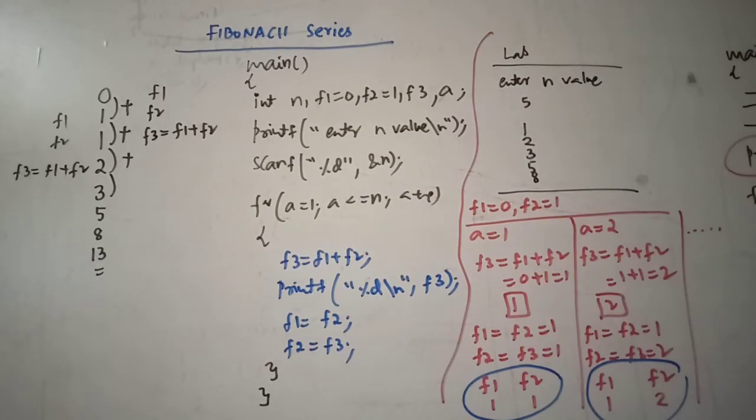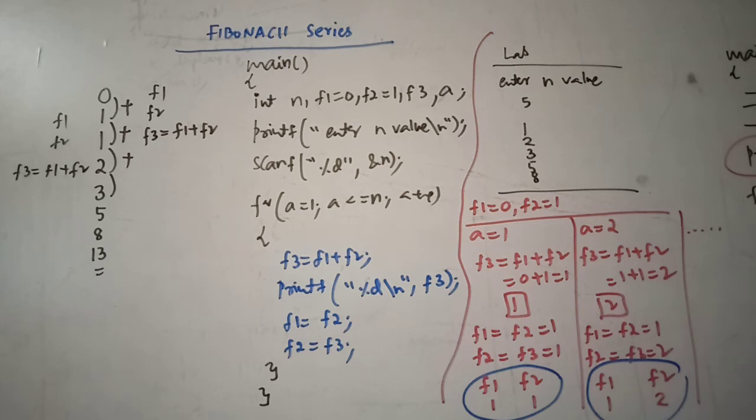Fibonacci series. The series starts with 0, 1. So 0 plus 1, 1. 1 plus 1, 2. 1 plus 2, 3. 2 plus 3, 5, and 3 plus 5, 8, 5 plus 8, 13, and so on. Sum of consecutive numbers. The series starts with 0 1.